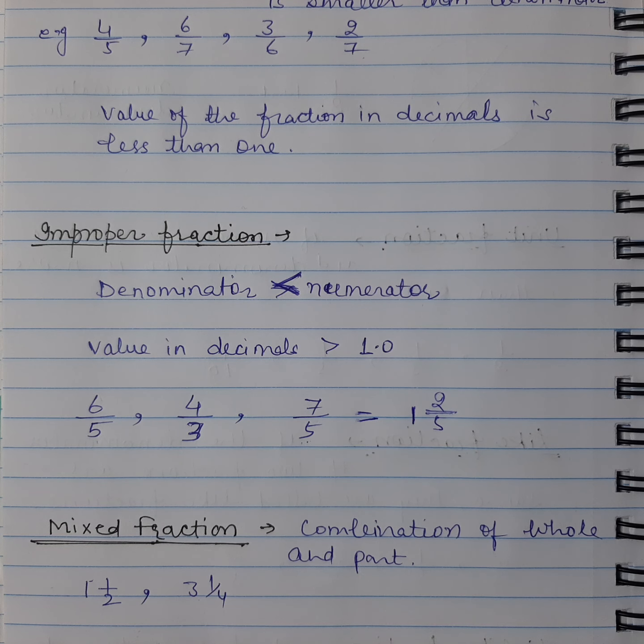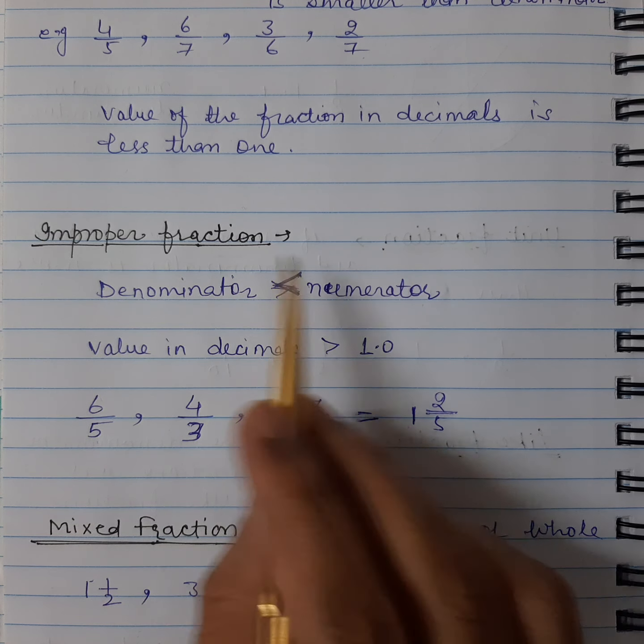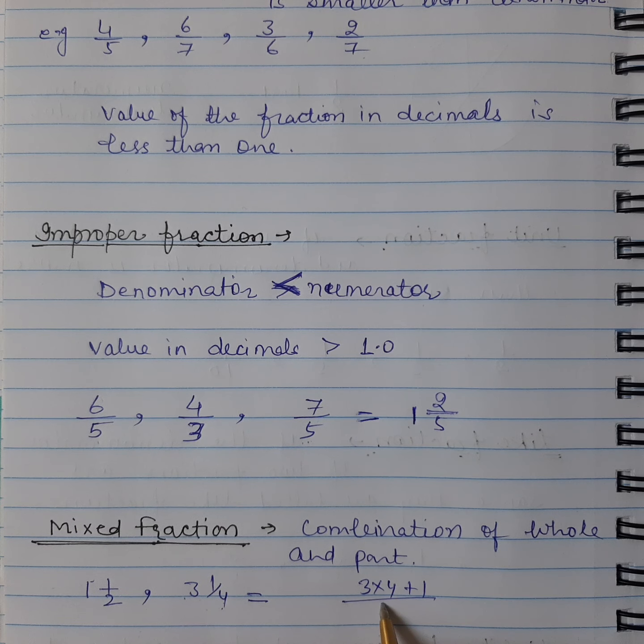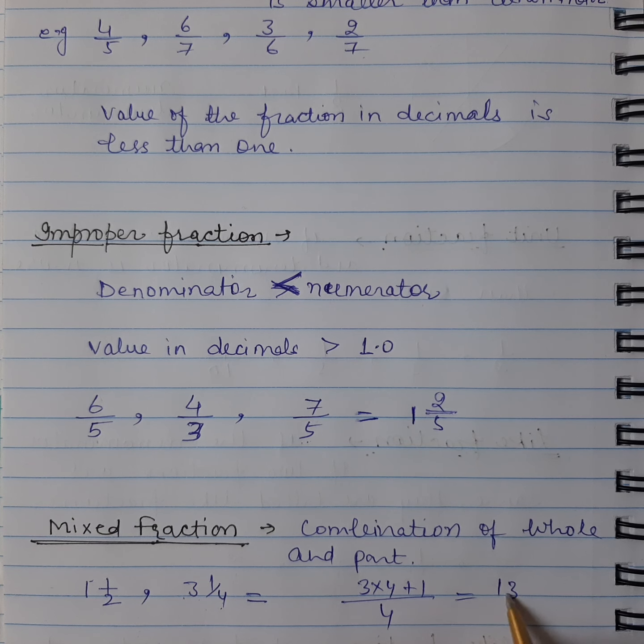Similarly, 3 whole and 1/4 can be written as an improper fraction by multiplying the denominator with the whole and then adding the numerator. So 3 multiplied by 4 plus 1, and the denominator will be the same as the denominator. So 13 by 4.